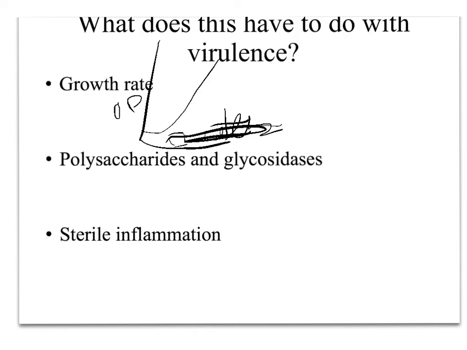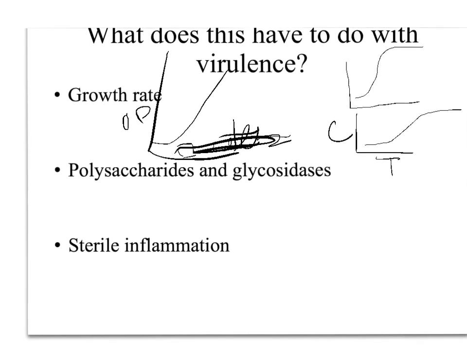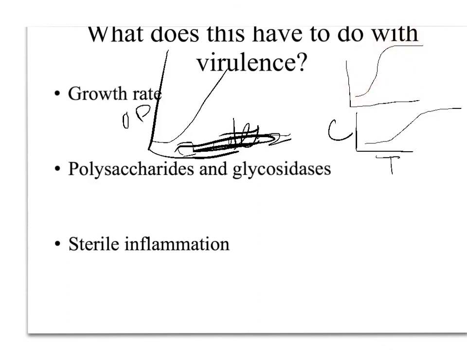Organisms that grow faster tend to be more virulent. There are many studies that show if you perform an infection study with strains of a certain pathogen, and strain A grows at this rate and strain B grows at this rate, here's time, here's number of cells, the one that grows faster is invariably going to be more virulent than the one that grows more slowly. So I would say that is a direct application to virulence.